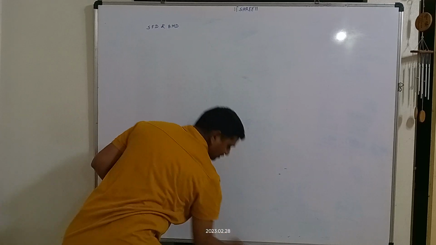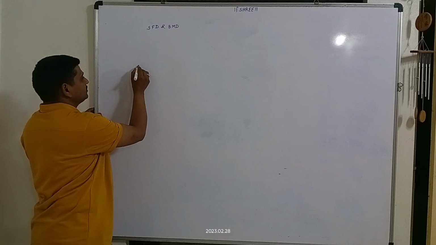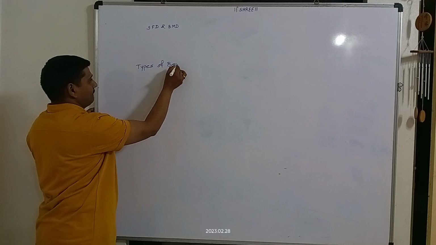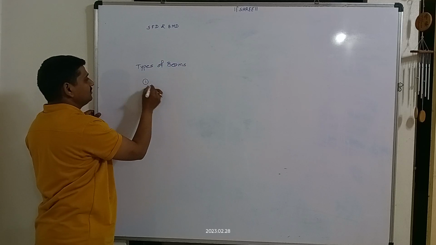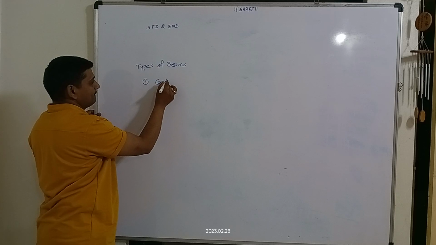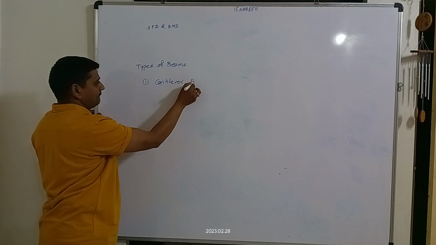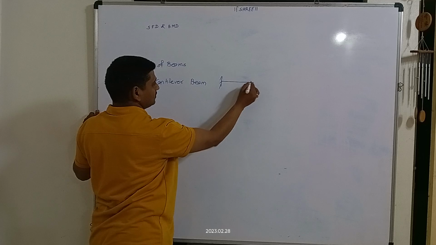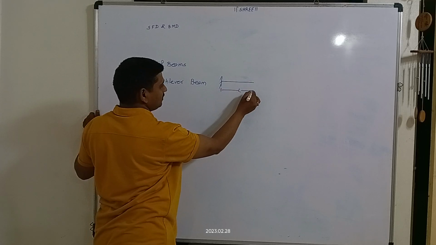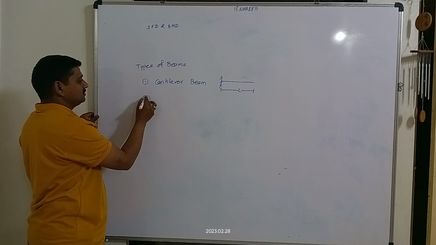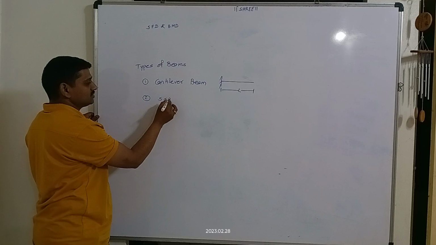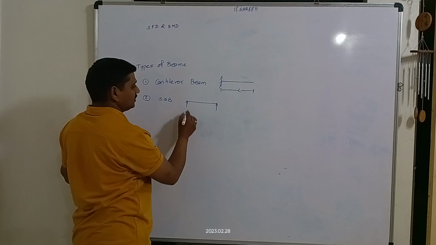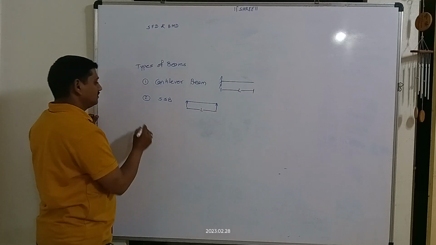The next point is types of beams. The first type is cantilever beam. It is represented by this. This is called as cantilever beam having length L. Second is simply supported beam. It is represented by this, having length L.